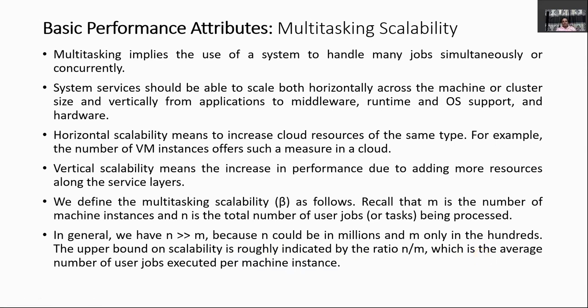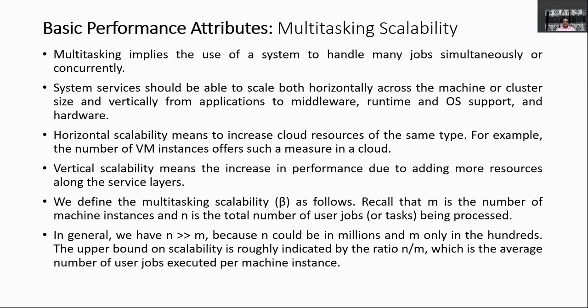The next basic performance attribute is multitasking scalability. Multitasking implies the use of a system to handle many jobs simultaneously or concurrently. System services should be able to scale both horizontally across the machine or cluster size and vertically from applications to middleware, runtime and OS support and hardware. Horizontal scalability means to increase the cloud resources of the same type. For example, the number of VM instances offers such a measure in a cloud. Vertical scalability means the increase in performance due to adding more resources along the service layers.